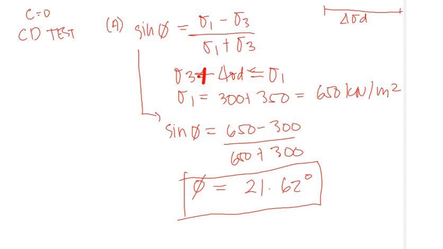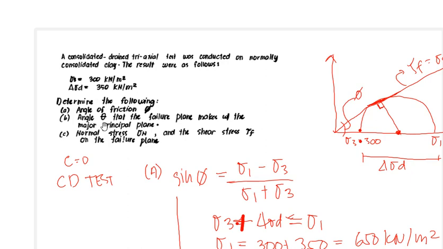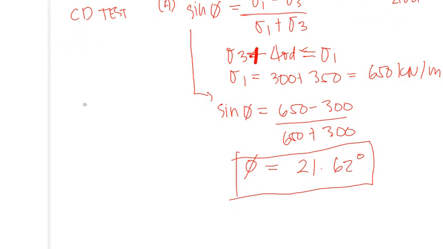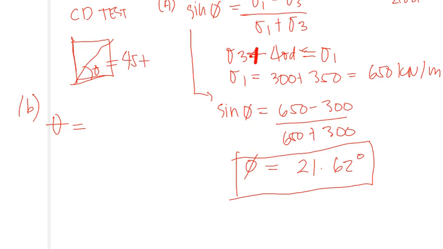Next, letter B. What we will find is the angle that the failure plane makes with the major principal axis. In the Mohr circle equation that we tackled in the first video, the equation for getting the value of theta, the angle the failure plane makes with the major principal axis, if you remember, we have a soil sample and we have a plane here. Our theta is equal to 45 plus phi over 2. We have the value of phi, so we can now solve for the value of theta.